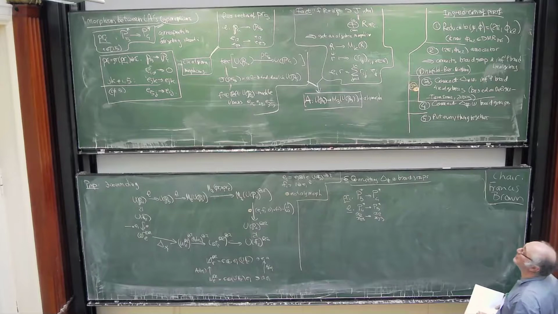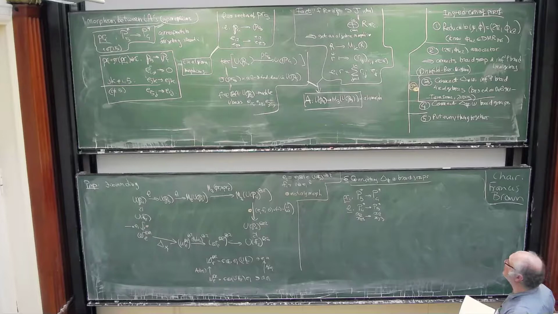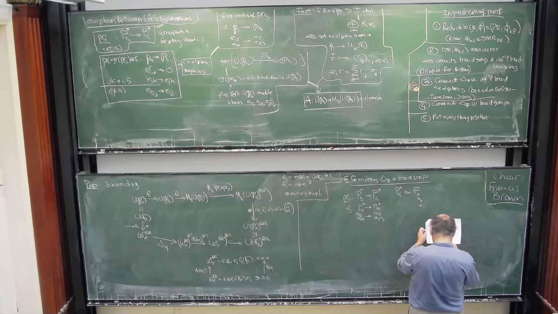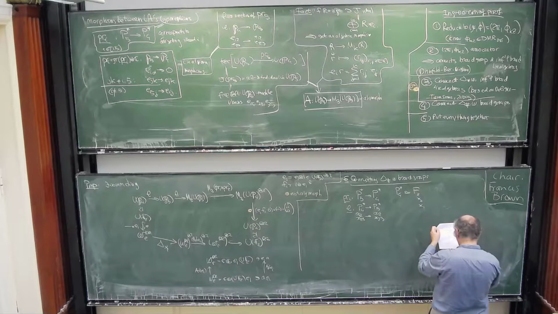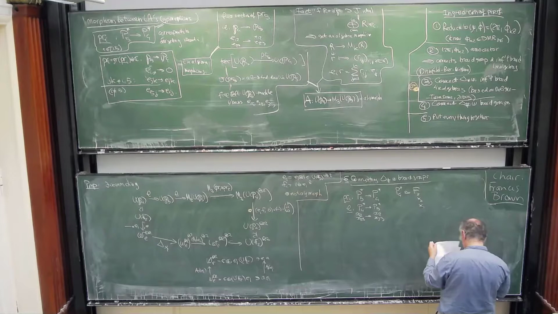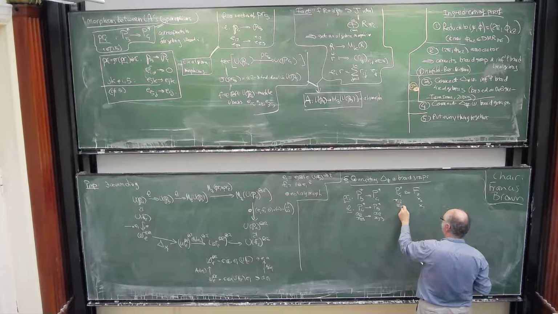What else? Also there is an isomorphism of P4 star with F2, taking X0, X1 to, I think, the same thing, so X12 and X23.